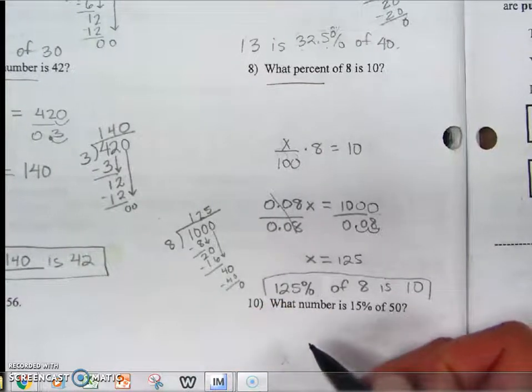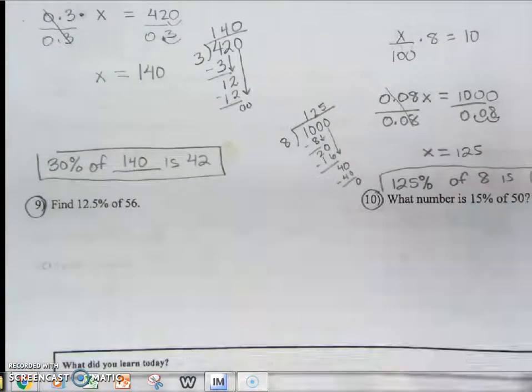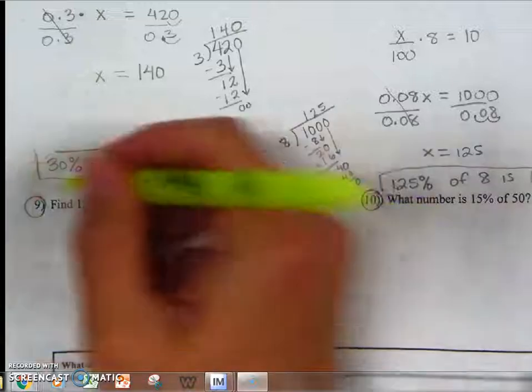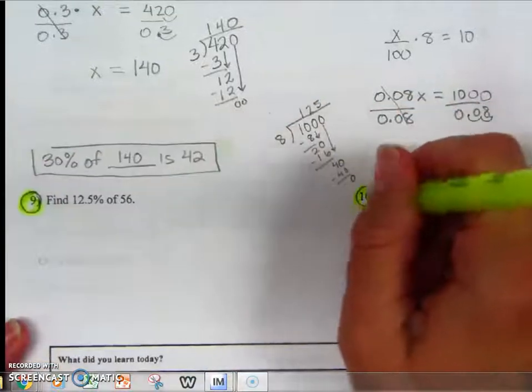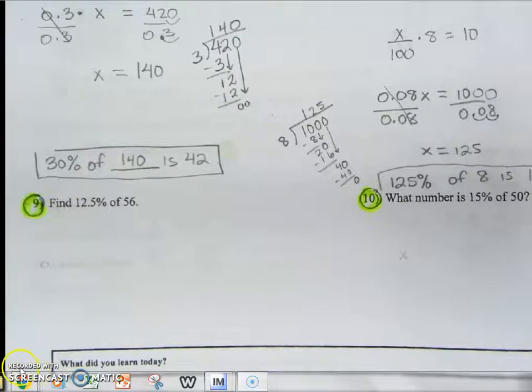All right, so I'm giving you a couple tricky ones to try. I want you to try number 9 and 10 on your own. Please circle those, please highlight those, and raise your hand when you think you've got them. I will help you through it if you absolutely need it. Otherwise, do your best. Bye-bye.